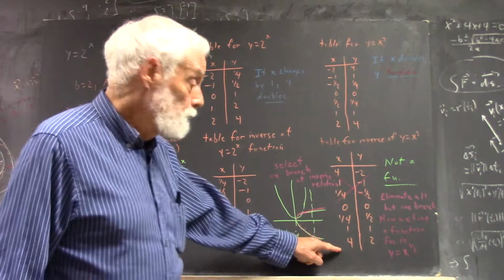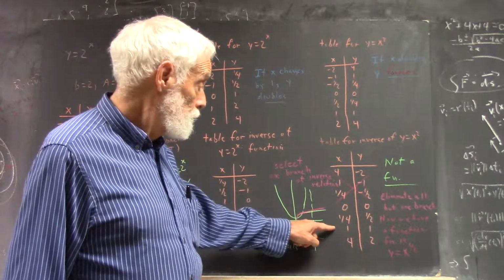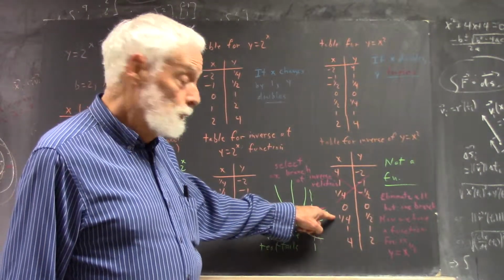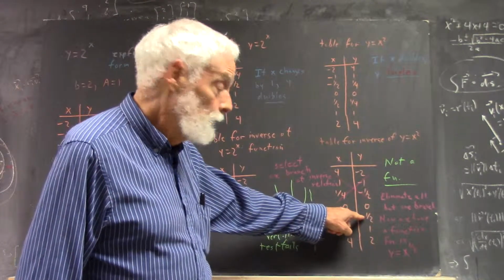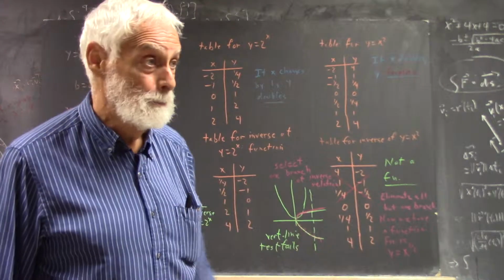Does it work? What's the square root of 4? What's the square root of 1? 1. What's the square root of 1/4? Yeah, because if you multiply 1/2 by 1/2, you get 1/4, right?